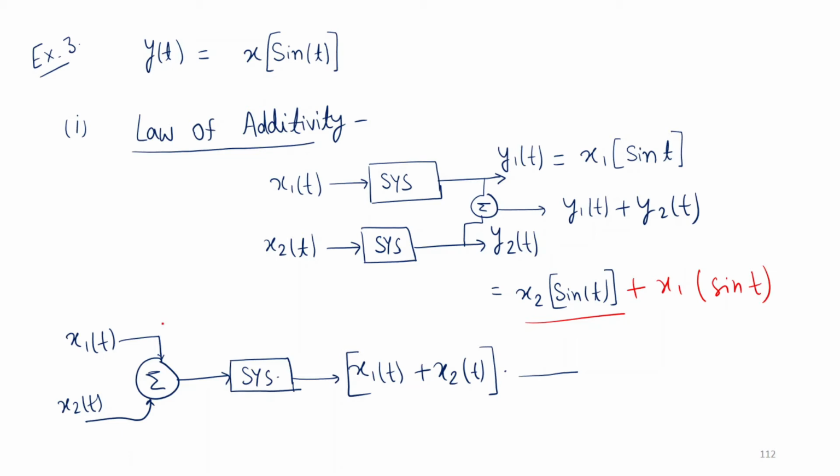Now you have to add the input. After adding the input you get x1(t) + x2(t). Then pass it to the system. The system will multiply with sin t. So (x1(t) + x2(t)) into sin t. You can multiply it inside: x1 into sin t plus x2 into sin t. So both are equal. So you can say the system is linear.